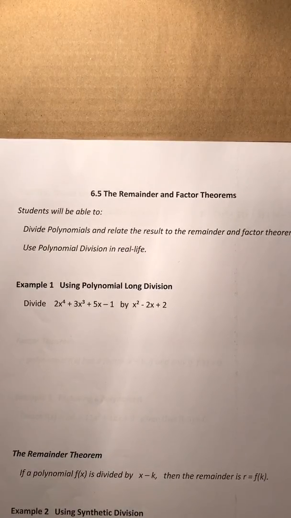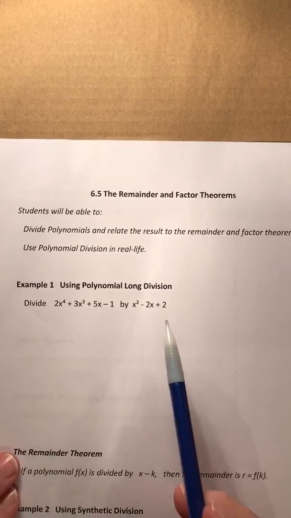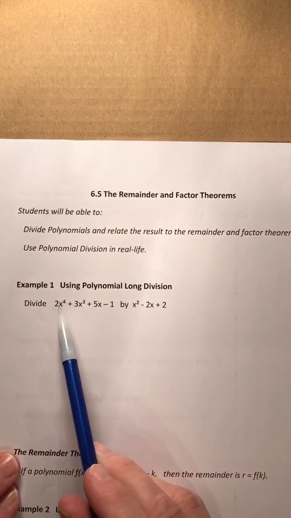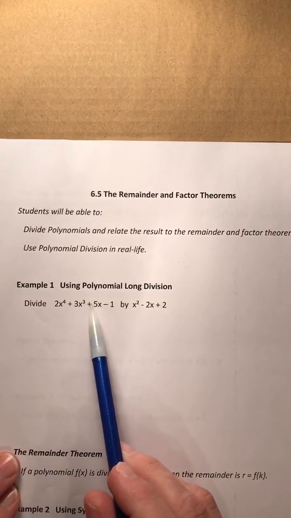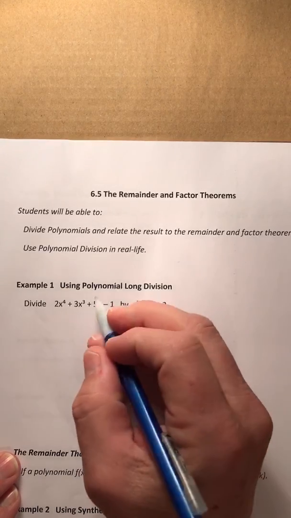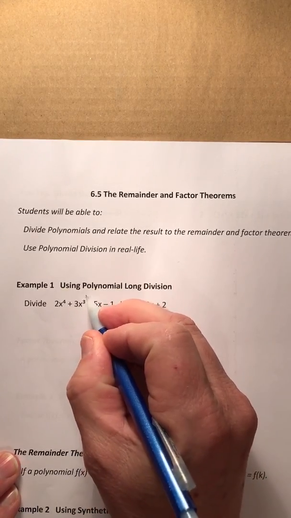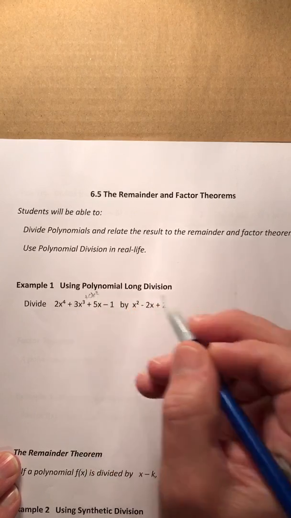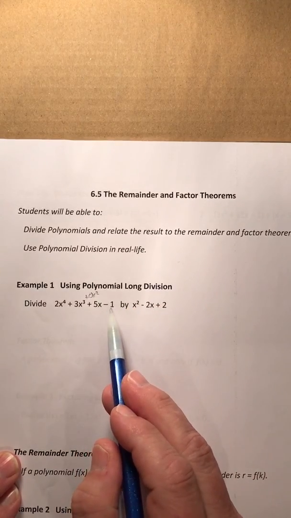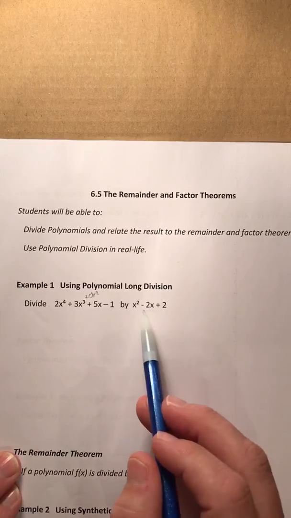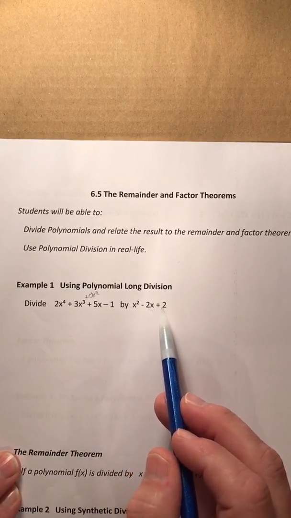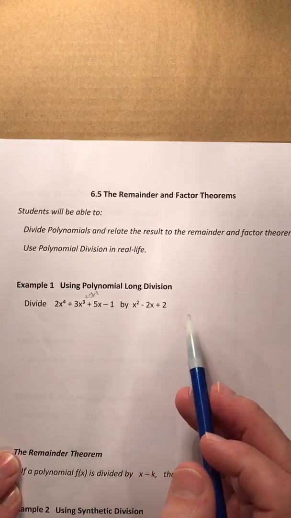First thing you have to do, just like with synthetic, is make sure you have all of your terms. So we have x to the fourth, x to the third. We're missing an x squared, so we're going to have to fill that in with a 0x squared. And then plus 5x and then minus 1. And we're dividing it by x squared minus 2x plus 2. Again, we have to make sure we have all of our terms for that.